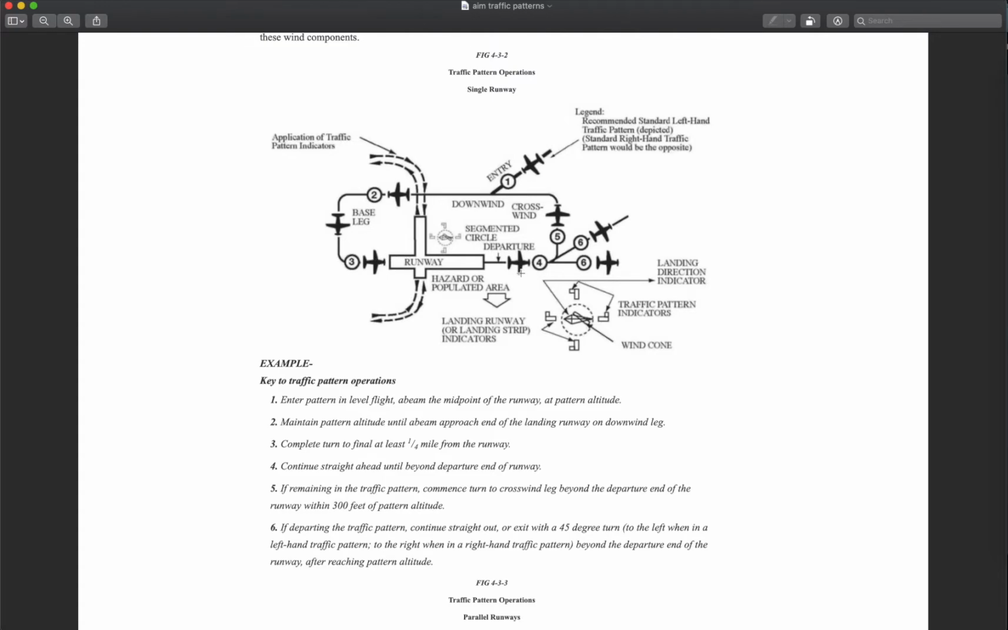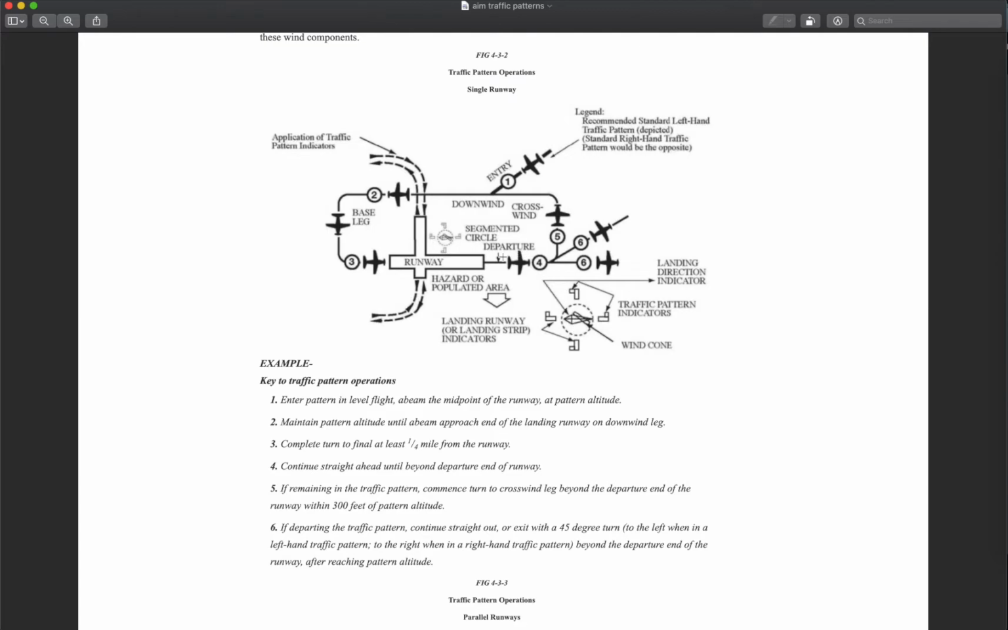Same thing with departure. It specifies that you don't want to do a departure turn except for a quarter mile from the runway. Let's see here. Oh, it talks about commence a turn to the crosswind leg beyond the departure end of the runway or within 300 feet of the pattern altitude.